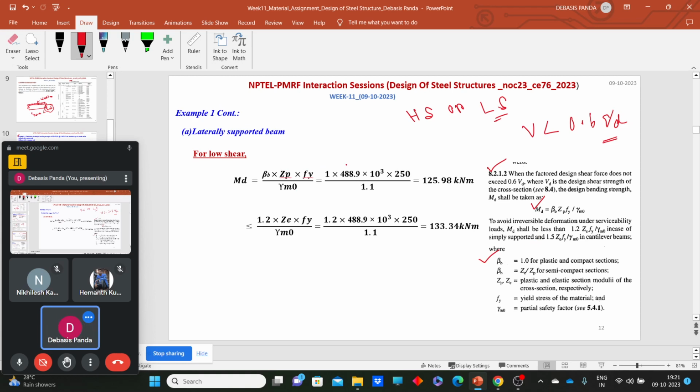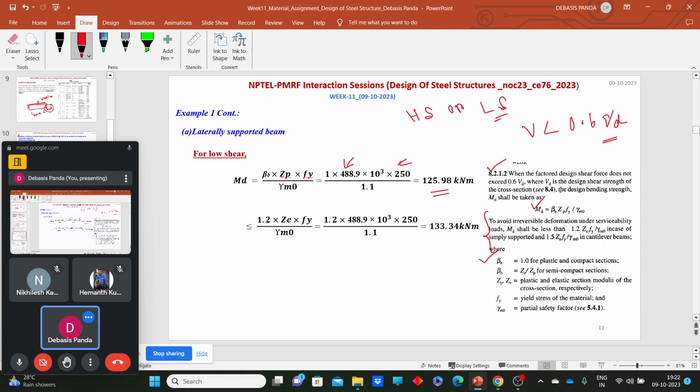So put all these values: 1, and the value of Zp we have considered from SP16, and the fy value. That comes as 125.98 kilonewton meter. Now one more check is given for the laterally unsupported case, to avoid irreversible deformation under serviceability load.